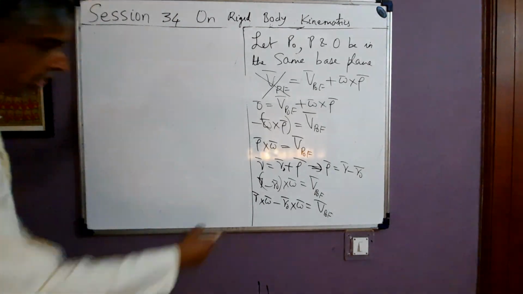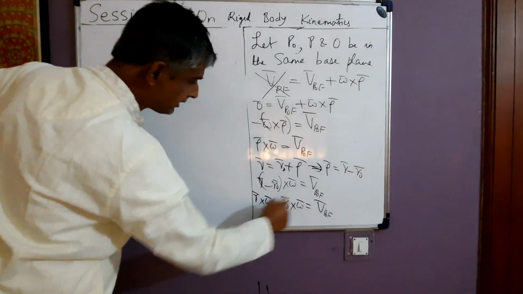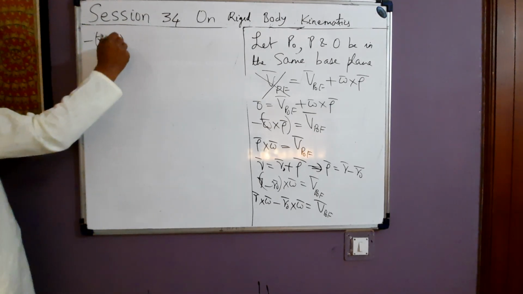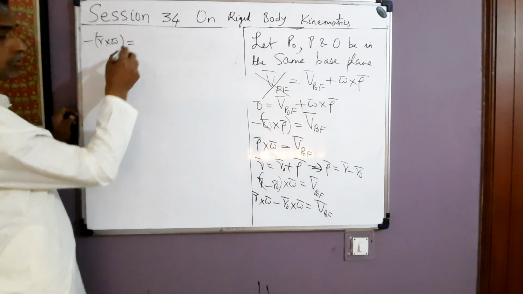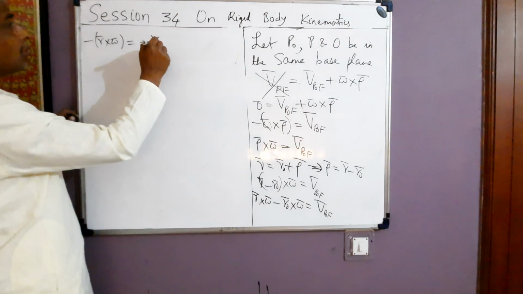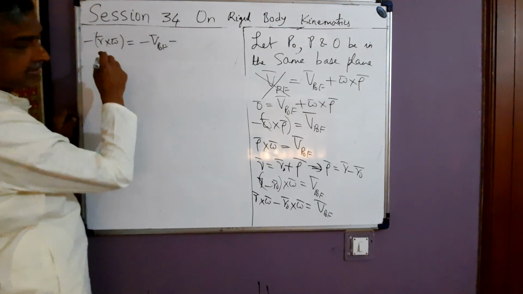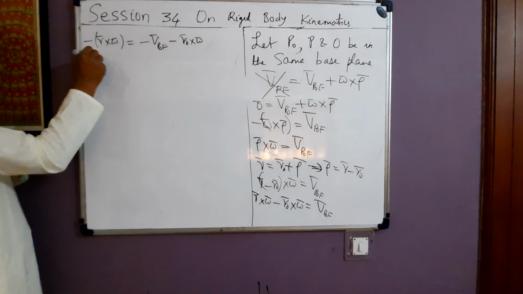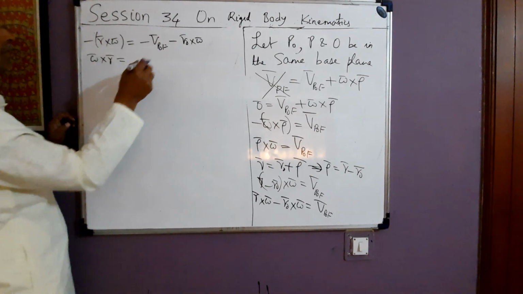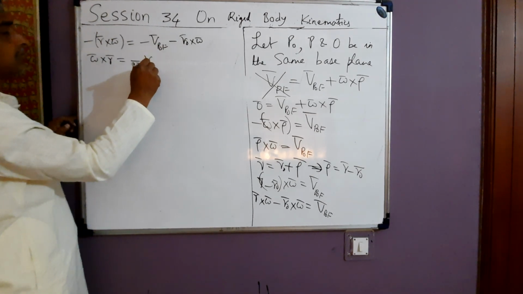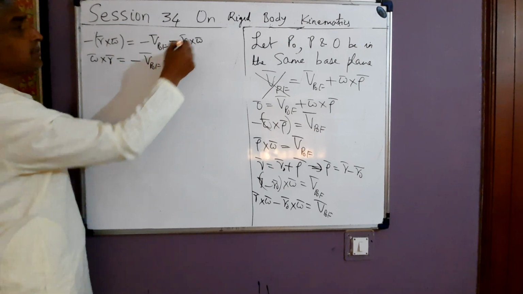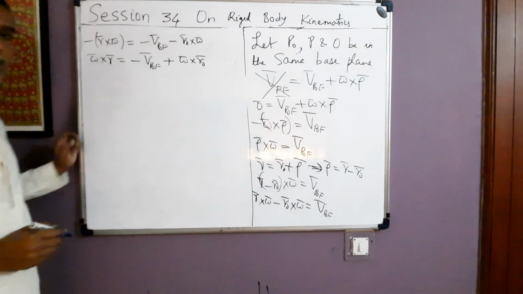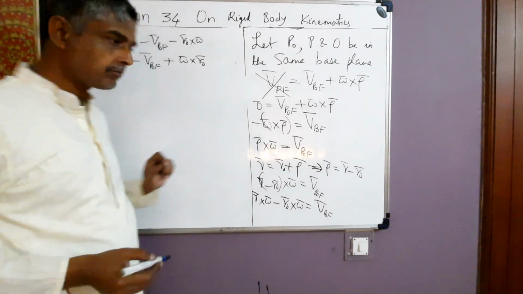From this side, I take the other term to the other side. So minus r cross omega is equal to minus Vp naught F minus r naught cross omega. This becomes omega cross r is equal to minus Vp naught F, and this becomes omega cross r naught, by the property of the cross product: A cross B is negative of B cross A.